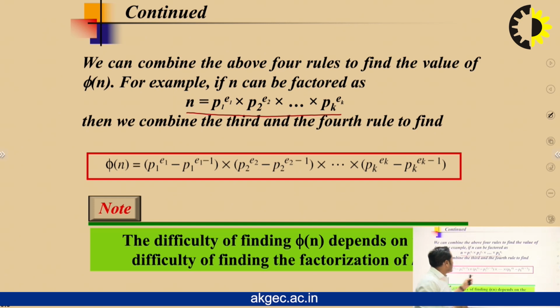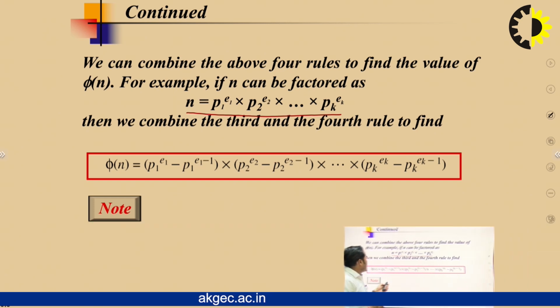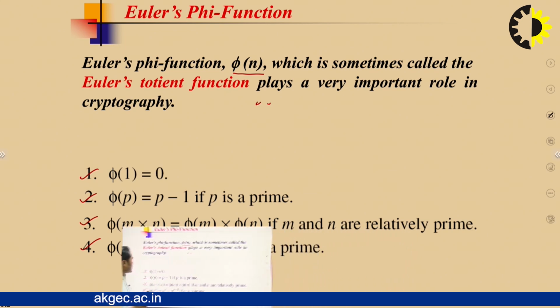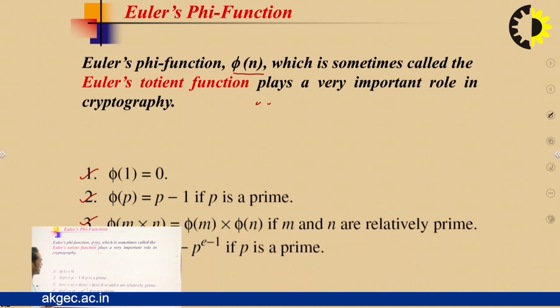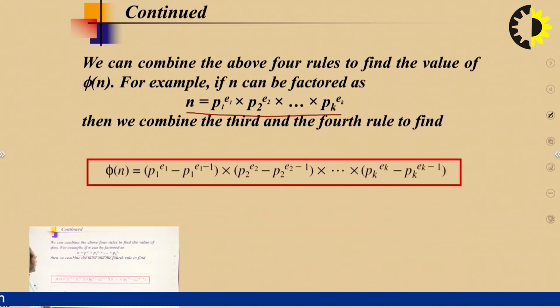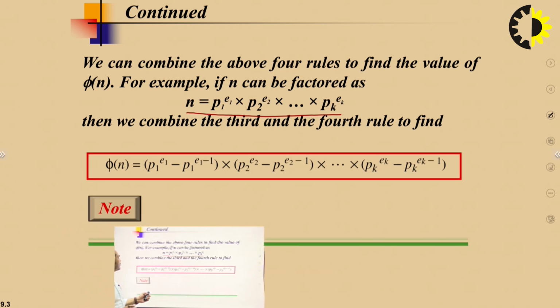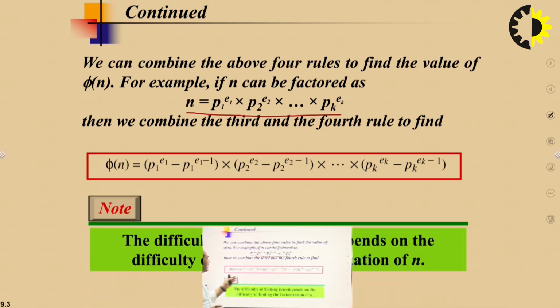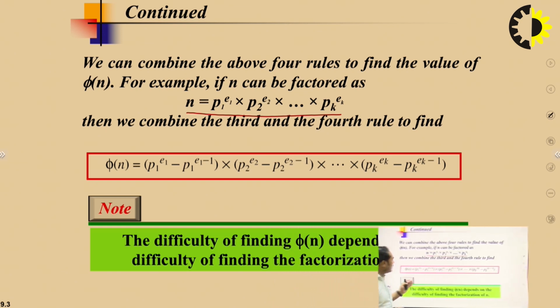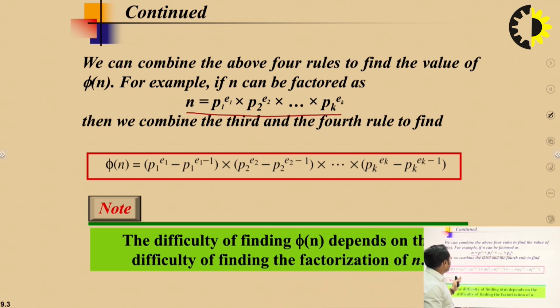How are you getting this value? You can see the previous slide, where you get rule 4. With the help of rule 4, you can get the value of phi(n) in this form. So phi(n) is obtained from the previous rule 4, that is equal to p1 raised to the power e1 minus p1 raised to the power e1 minus 1, up to and so on.